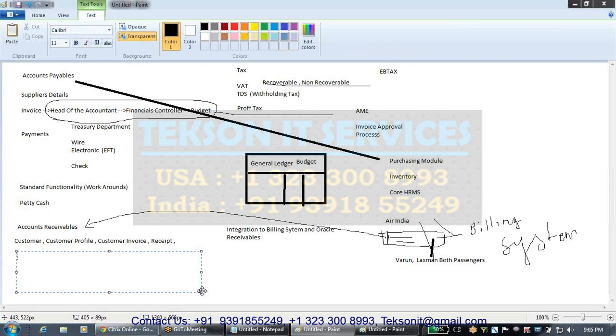For this integration, you should also do configuration in Oracle Financials as a functional consultant. So you need to configure AutoInvoice. So this concept also I am going to train you.